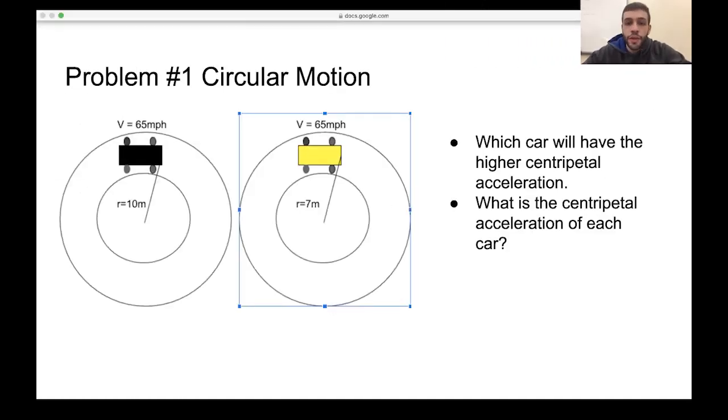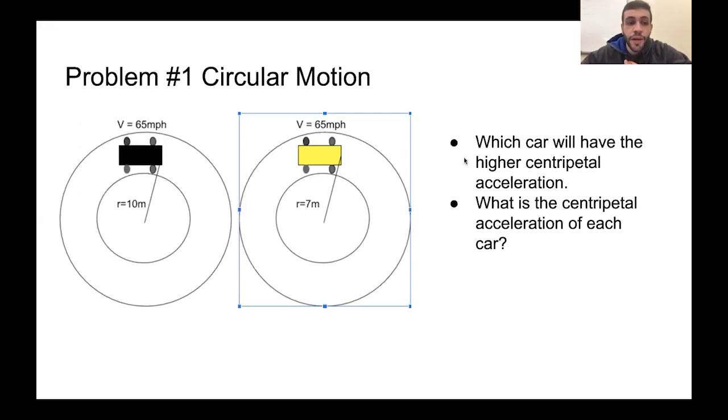So we have one car on the left that is moving at 65 miles per hour with a radius of 10 meters. We have a car on the right that's also moving at 65 miles per hour, but on its track, it has a radius of 7 meters from the center.